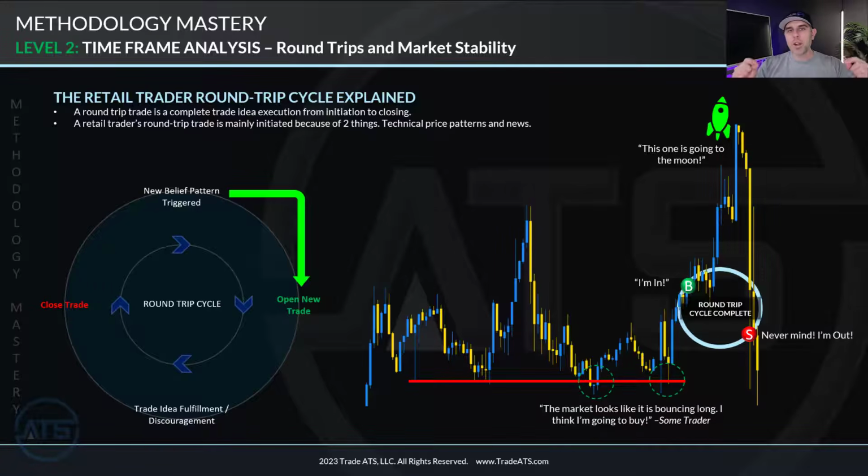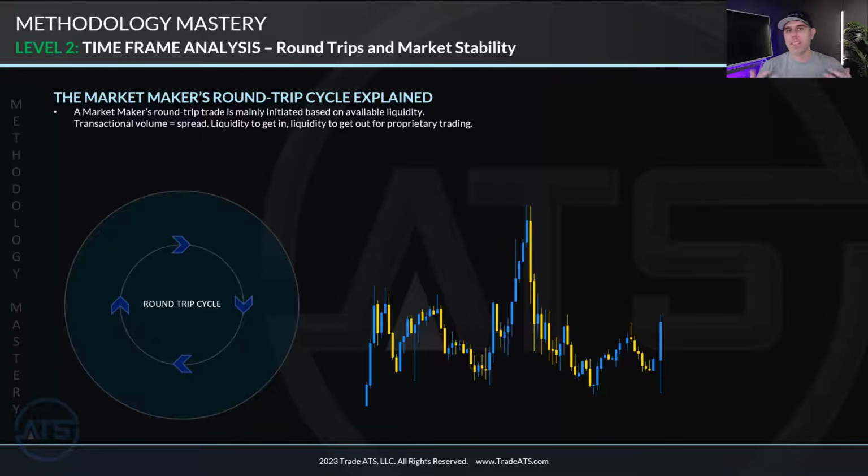And that is what completes their round trip trade and unlocks their liquidity. So now let's look at this exact same price example, but from the market maker's perspective. Why do they want to get in a trade and initiate their round trip process?